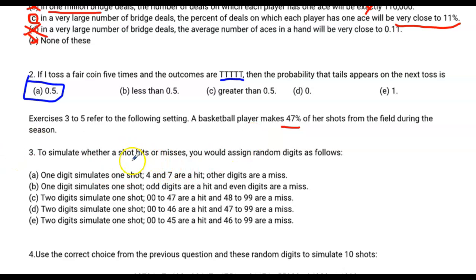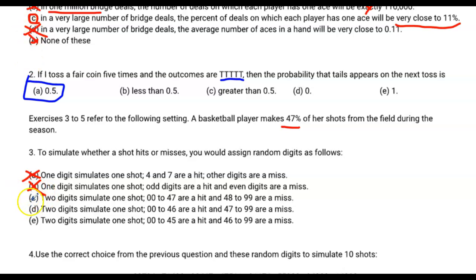Anyway, to simulate whether a shot hits or misses, you would assign random digits as follows. Now keep in mind, she makes 47% of her shots, which means she misses 53%. So we need to come up with a system that represents 47% of the time it's going to hit, 53% of the time it's going to miss. One digit simulates one shot. Instantly no good, because there's no way that I could represent 47% using one digit. Remember, one digit only goes from 0 to 9. That's only 10 different possibilities. So I could simulate 40% or 50%, but not 47%. Again, one digit simulates one shot. No good. See you later.